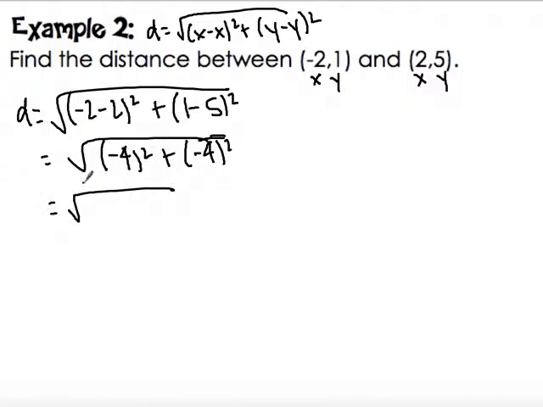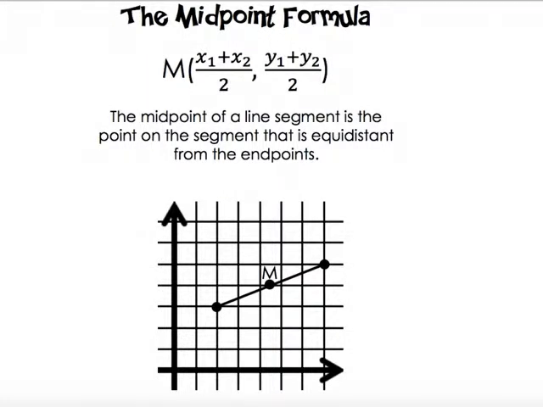Negative 4 squared is as good as negative 4 times negative 4, which gives you positive 16. So since this one's also negative 4 squared, it would also be positive 16. 16 plus 16 gives you square root of 32.